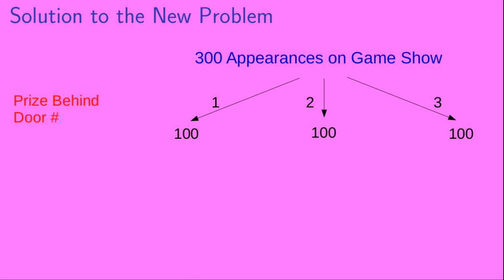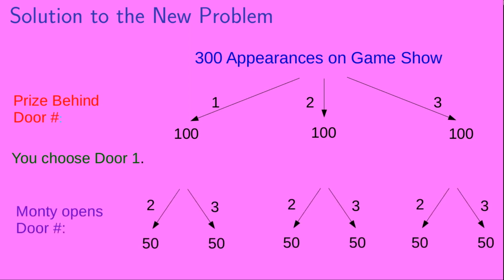Of those 300 appearances, the prize is behind door 1 in 100 of them, behind door 2 in 100 of them, and behind door 3 in 100 of them. Now you choose door 1. Now Monty opens door 2 or door 3, chosen at random, with equal probability. So, out of the 100 appearances where the prize is behind door 1, Monty will open door 2 in 50 of them, and will open door 3 in the other 50. And the situation is the same for the cases in which the prize is behind door 2 or door 3.